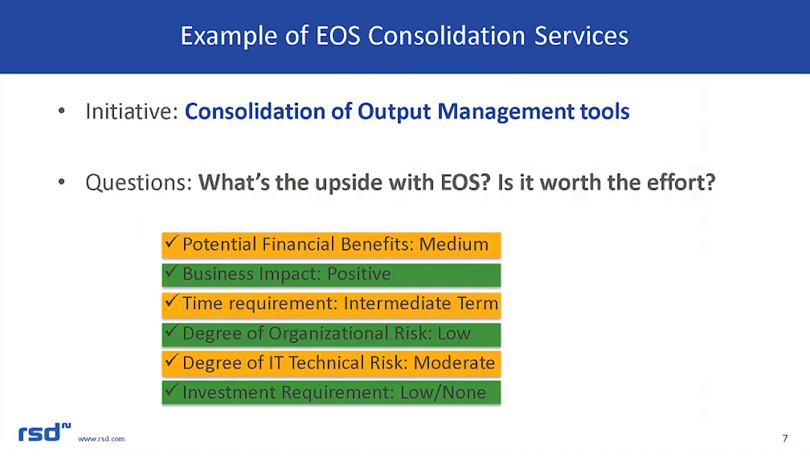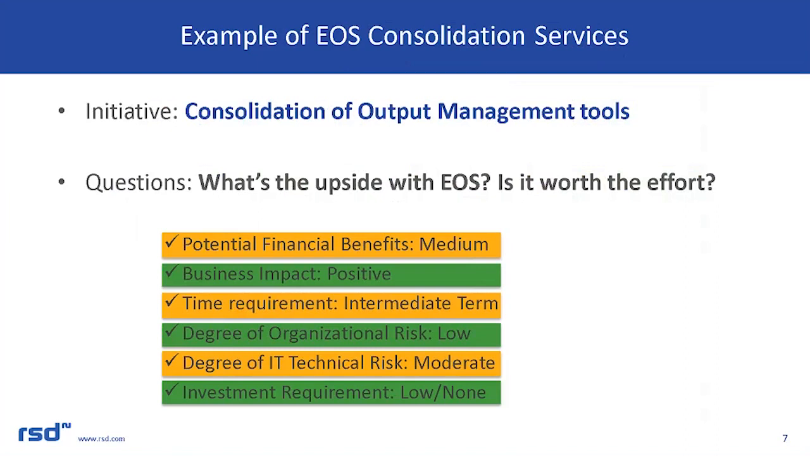First, the potential benefits were medium or yellow. We had license savings and staff optimization. Business impacts were positive or green. We actually had more efficient administration and user access using EOS access after the migration. The time requirement was intermediate term or yellow. Return on investment was within months rather than years.